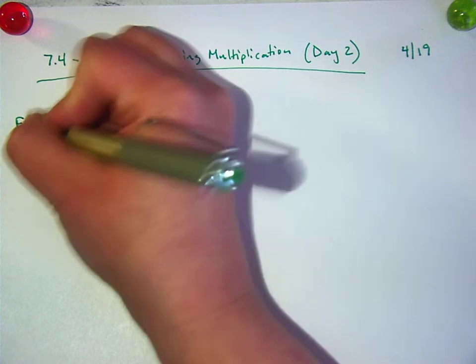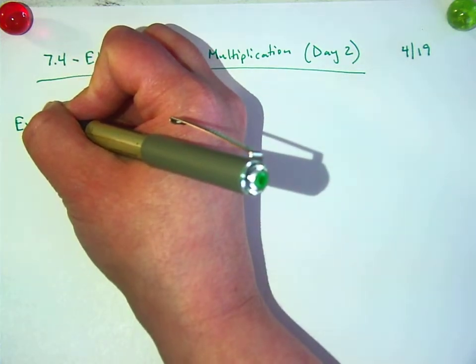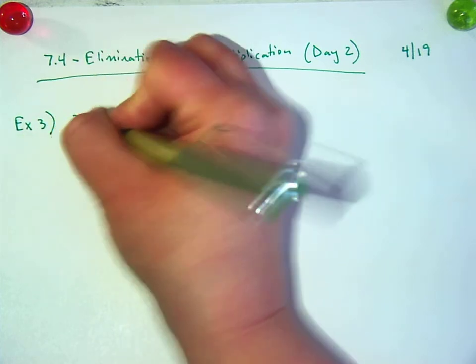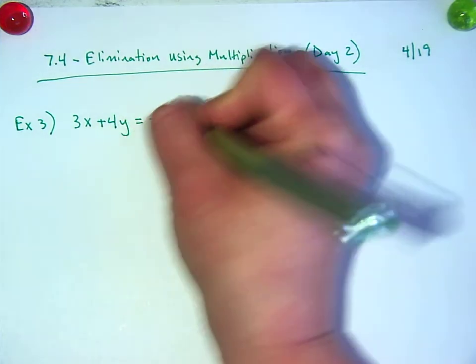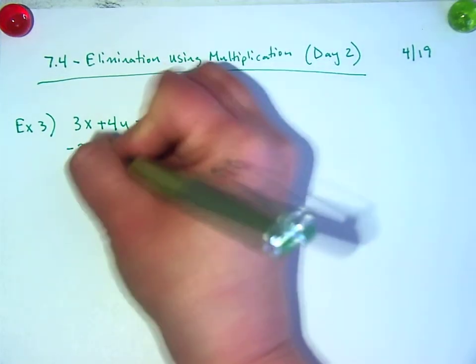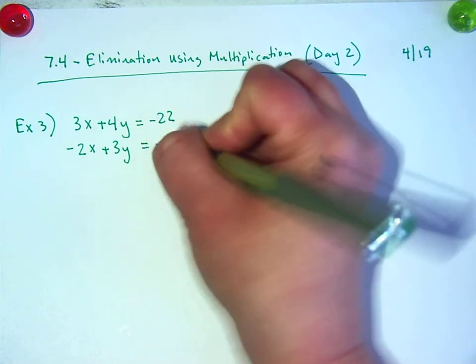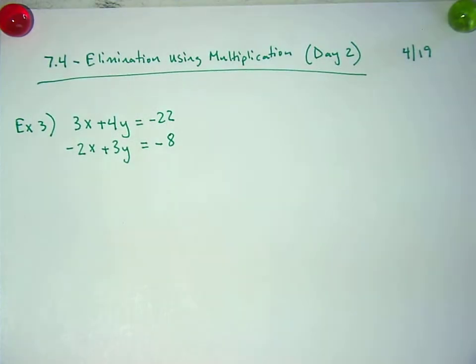So we're going to try this one now. Am I on example 3? Did we get through 2 examples last time, guys? Yeah. 3x plus 4y equals negative 22, and negative 2x plus 3y equals negative 8.